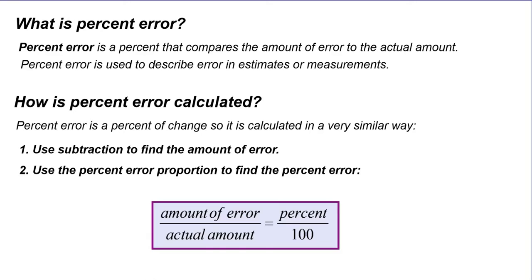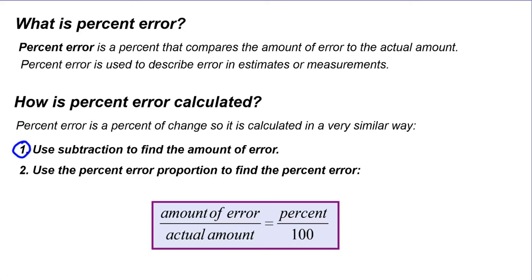What is percent error? Percent error is a percent that compares the amount of error to the actual amount. Percent error is used to describe error in estimates or measurements. So it's very similar to a percent of change. So it's calculated in a very similar way. So here's how we calculate a percent error.